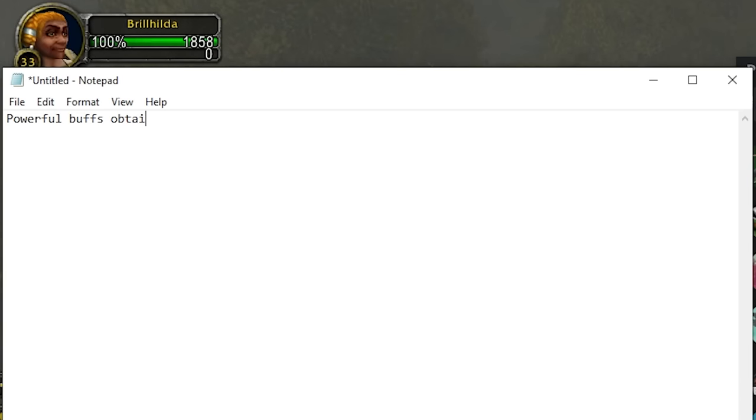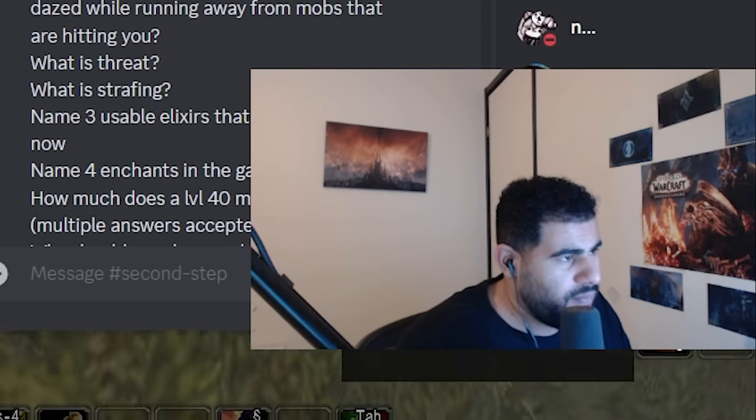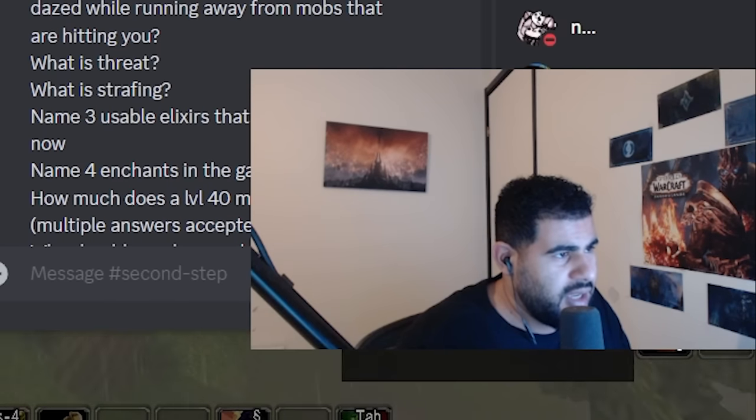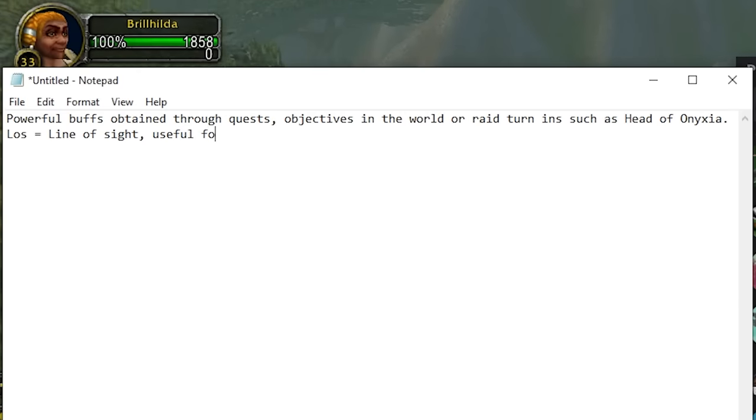What are world buffs and where can you get them? Powerful buffs obtained through quests, objectives in the world, or raid turn-ins, such as Head of Onyxia. What is LOS? LOS equals line of sight. Useful for avoiding ranged mobs.